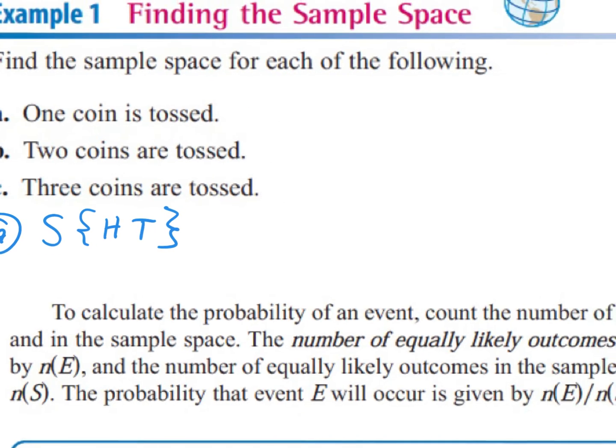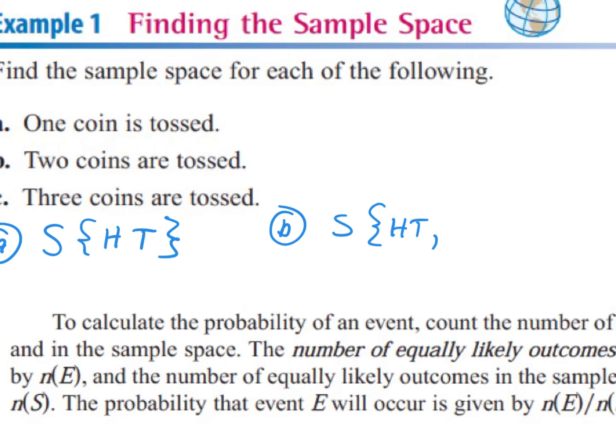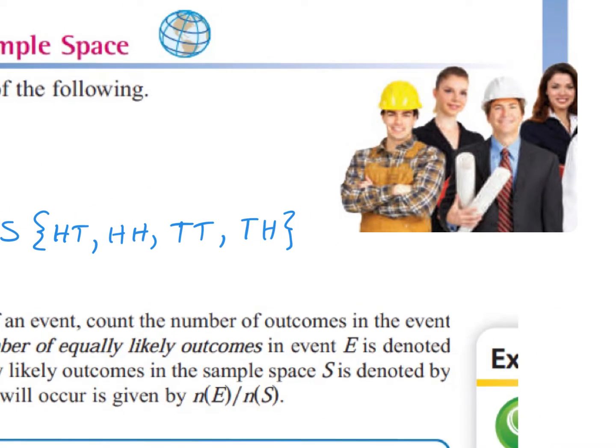All right, what about if you flip 2 coins? The more outcomes you have, the harder it is to list everything. So think about if you have 2 coins. You could possibly flip them and get what? Heads and tails. What else could you get? Heads and heads. What else? Tails and tails. Is there anything else? Tails and heads. Good. Everybody agree with that?